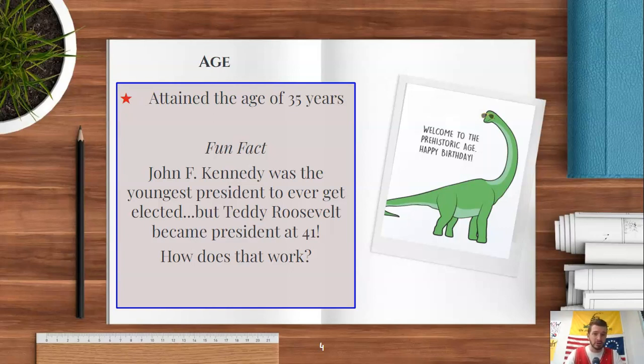Fun fact, you don't need to write the fun fact. John F. Kennedy was the youngest president to ever get elected at the age of 42, but Teddy Roosevelt became president at 41. He took over for the previous president, William McKinley, after he was assassinated. So Teddy Roosevelt was not the youngest elected, but he was the youngest to ever actually hold the office.